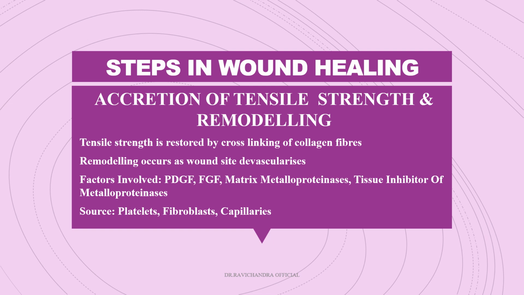So total 7 steps are there in wound healing. First will be thrombosis, second will be inflammation. These two steps are needed. And the seventh step will be for tensile strength and remodeling, that is accretion of tensile strength and remodeling. And a 3 marks question can be asked on the angiogenesis.